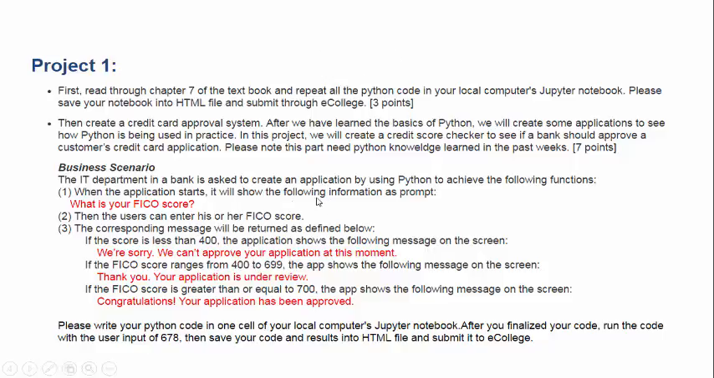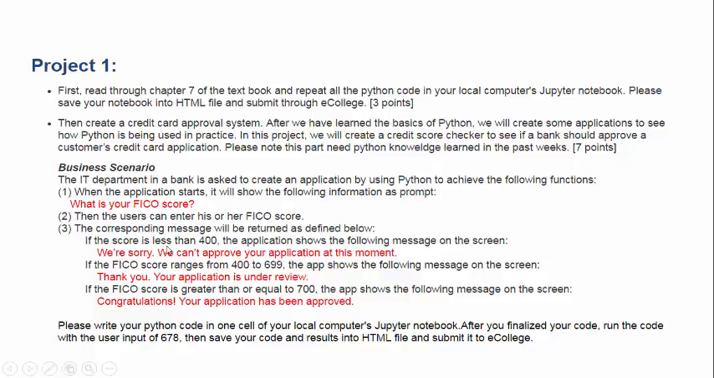So the business scenario is the IT department in a bank is asked to create an application, using Python to achieve the following functions. When the application runs, it will show the following information as a prompt. What is your FICO score? And then the user can enter his or her FICO score, and the corresponding message will be returned as defined below once the user enters their FICO score and presses enter.